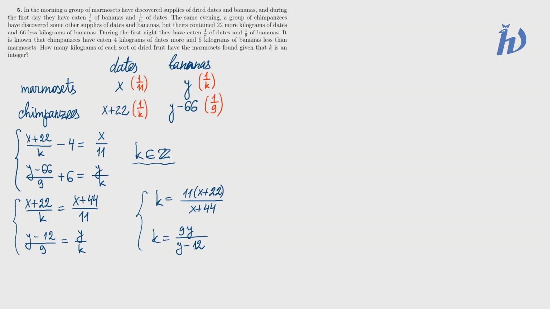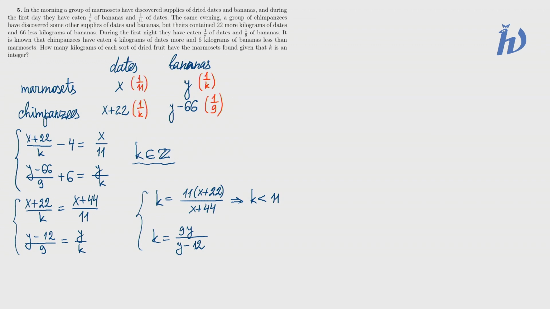And now let's look at the equations more intently. From the first equation I can see that its right side cannot exceed 11. Why is it so? X is a positive variable, and therefore x plus 22 is smaller than x plus 44, both of them being positive. And x plus 22 divided by x plus 44 has to be less than 1. But if I multiply some number that is less than 1 by 11, I'll get a result that is less than 11. So from here it follows that k is less than 11.